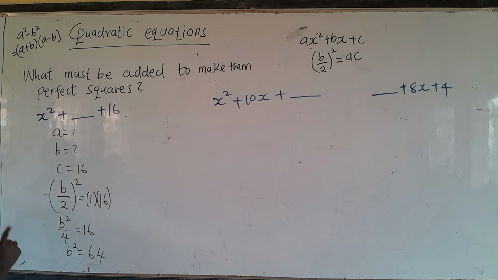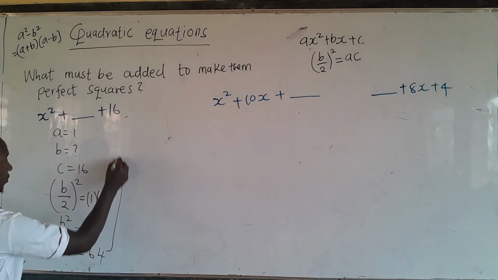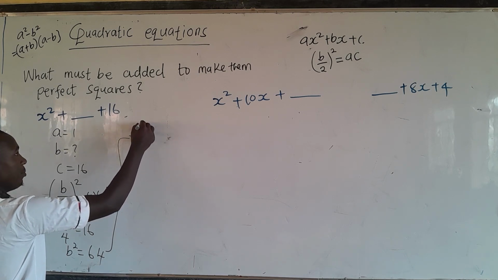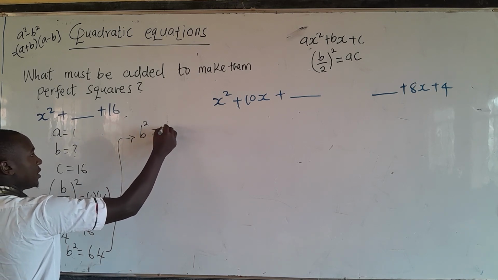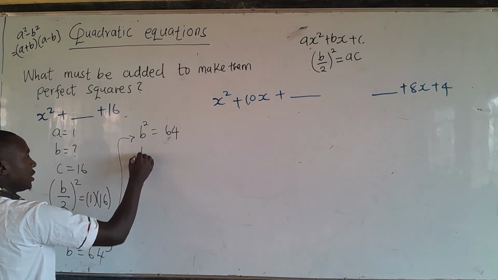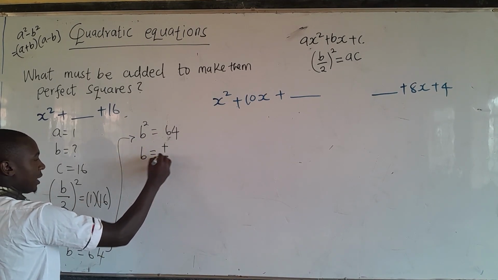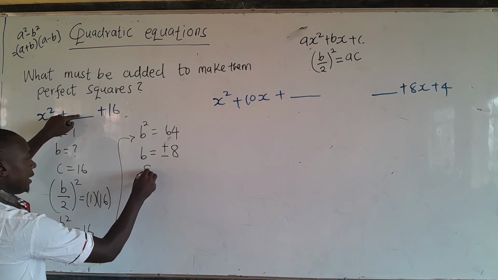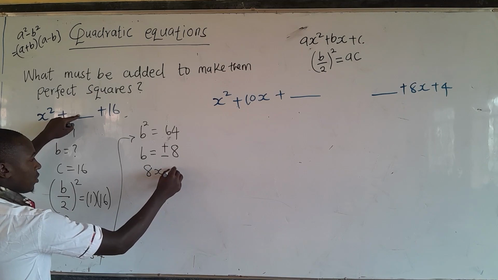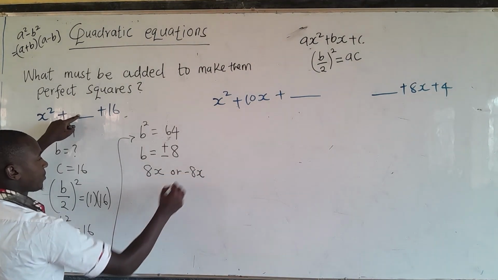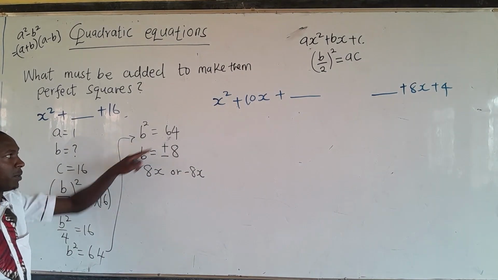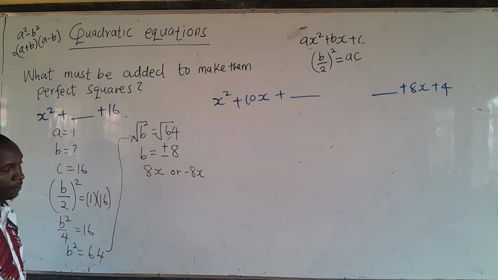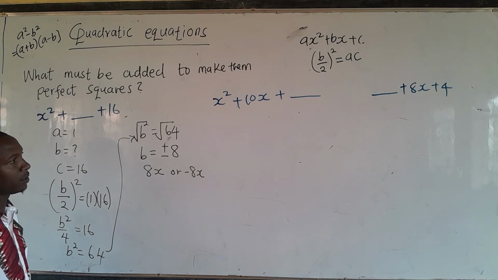And the value of b is therefore equal to the square root of 64, which is equal to plus or minus 8. That means the value of b can either be 8x or negative 8x, because we know the square root of a number can be written as negative or positive. Well, let's do the second one.